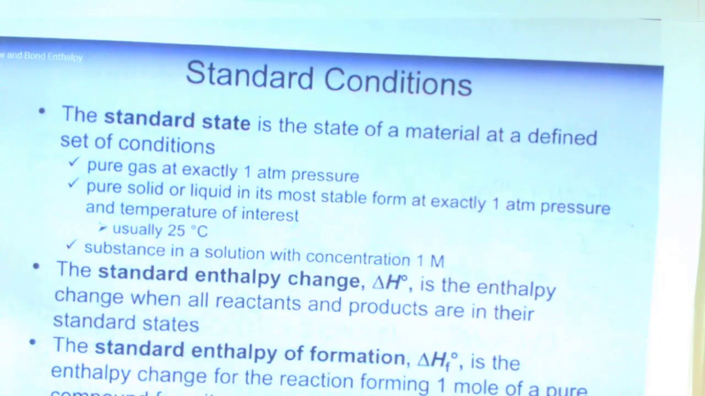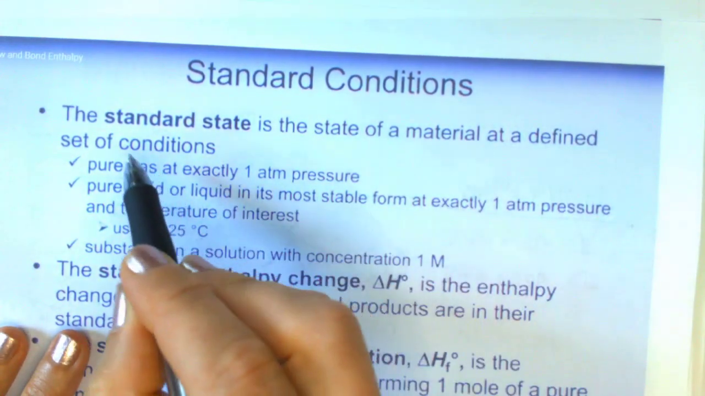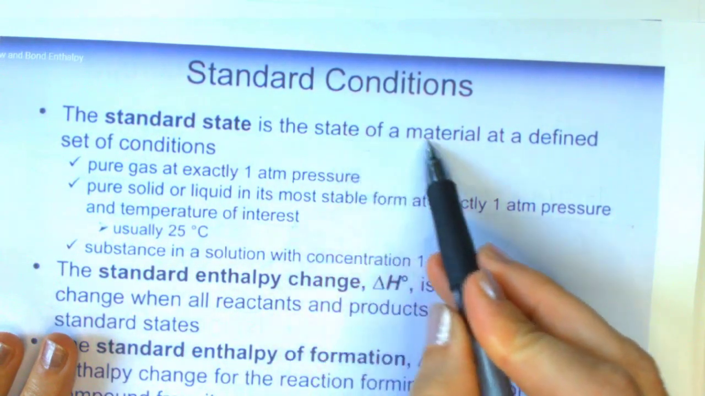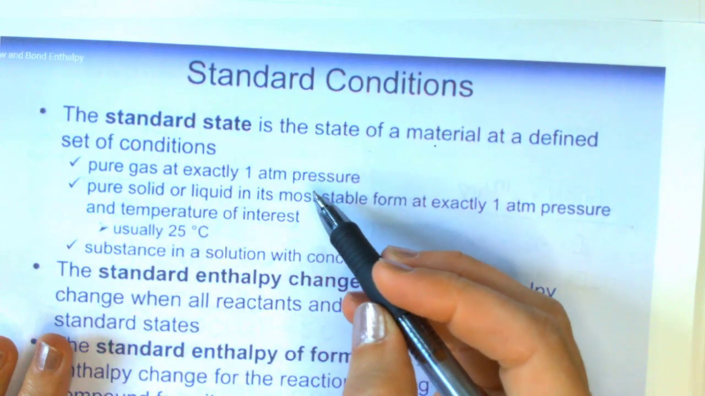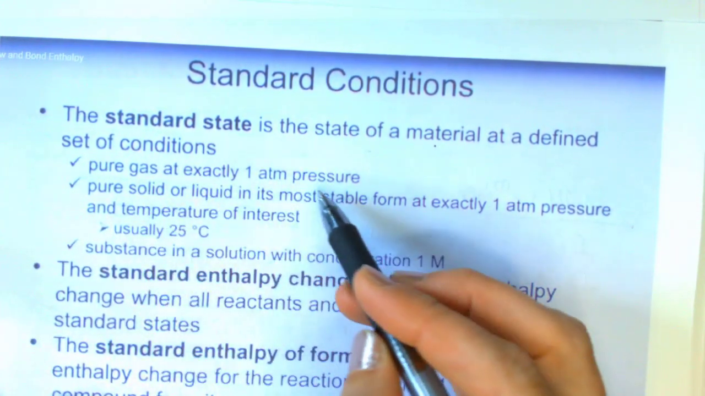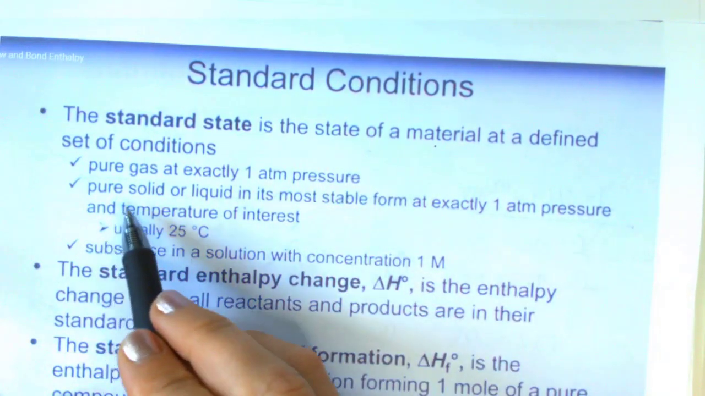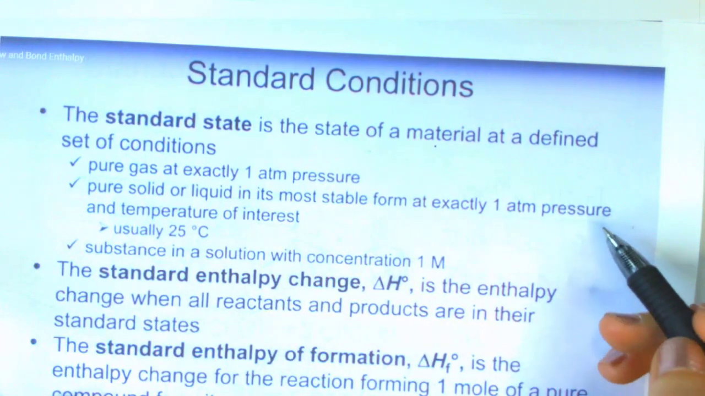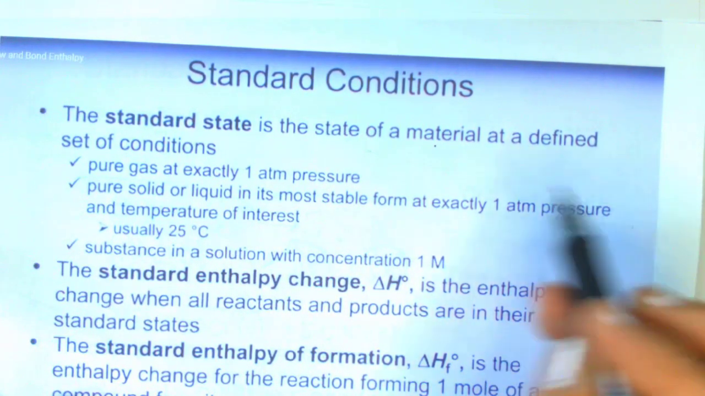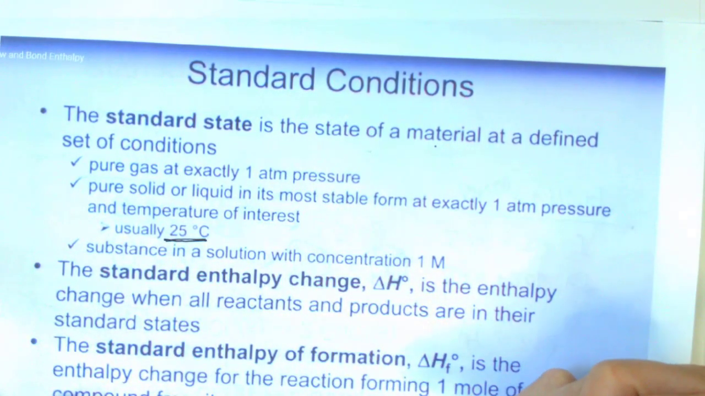The next topic we're going to talk about is standard conditions. So the standard state is the state of a material at a defined set of conditions. For example, a pure gas is at exactly 1 atmosphere pressure in its standard state. A solid or a liquid is in its most stable form at exactly 1 atmosphere pressure and temperature. And that temperature is usually room temperature, which is defined as 25 degrees.